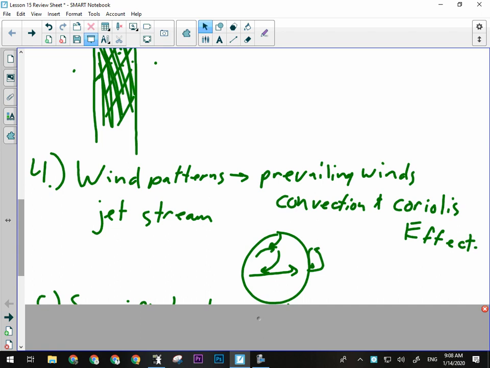Right, so this is the convection current, so that would be hot air rising, and this would be cool air. Well, it's still warm because it's at the equator, but coming in. As the Earth spins underneath that, it makes it deflect like this, so it feels like it's coming from the east or northeast instead of straight out of the north. That's what it's actually doing.